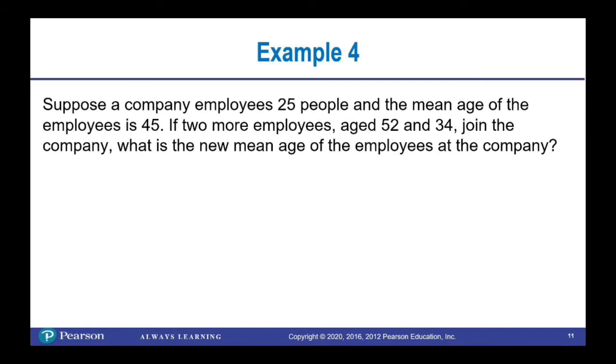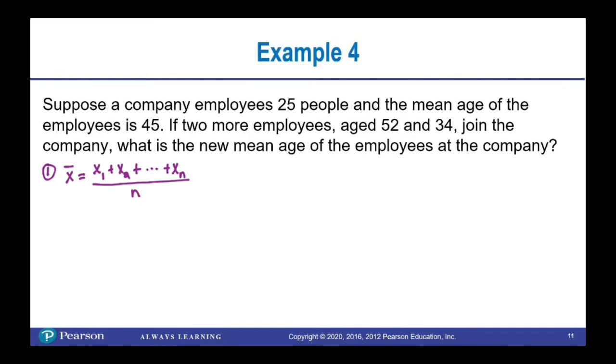Suppose a company has 25 employees. The mean age of those 25 employees is 45. Now the company hires 2 more employees and their ages are 52 and 34. And we want to know what is the mean age of the employees of the company. Now we don't have the ages of all 27 employees, but we can use our given information to find that. So first, let's think about our mean.